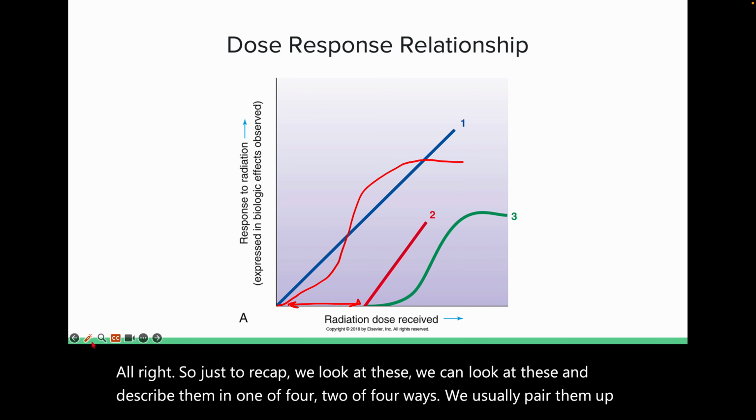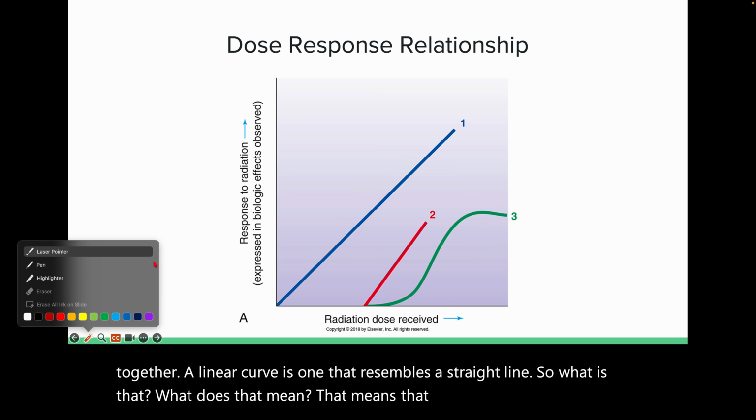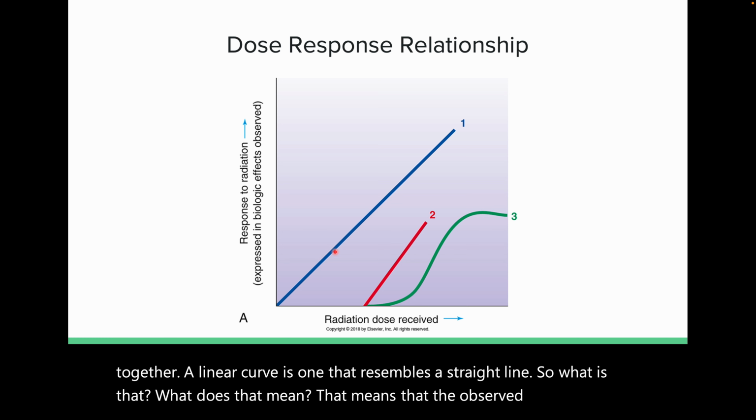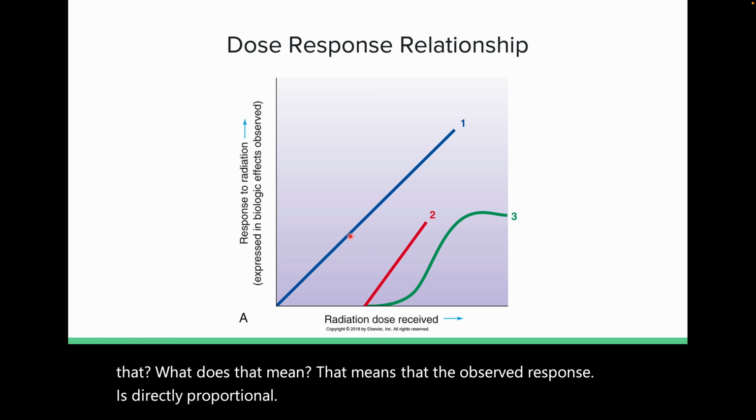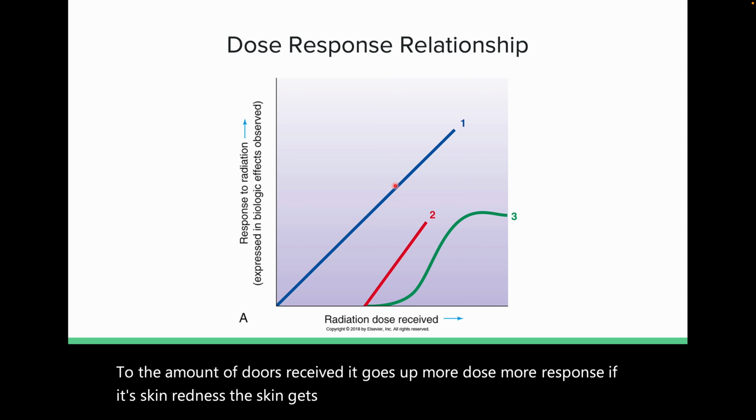A linear curve is one that resembles a straight line. So what does that mean? That means that the observed response is directly proportional to the amount of dose received. So it goes up. More dose, more response. So if it's skin redness, the skin gets redder as the amount of exposure increases.